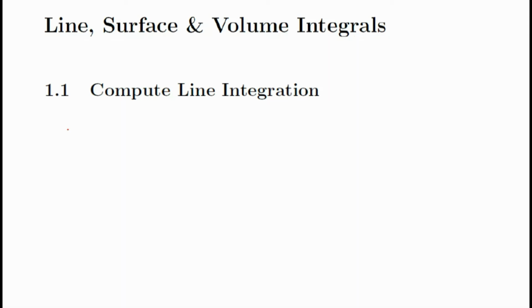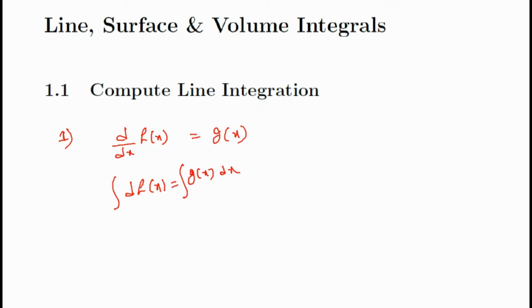First, integration is the inverse of differentiation. That means suppose d/dx of f(x) equals g(x), then df(x) equals g(x) dx. Now if you integrate both sides, the integration and differentiation cancel, so you get the integral of g(x) dx equals f(x).